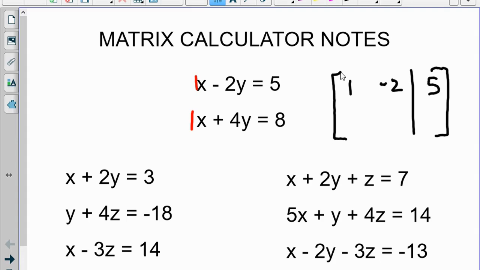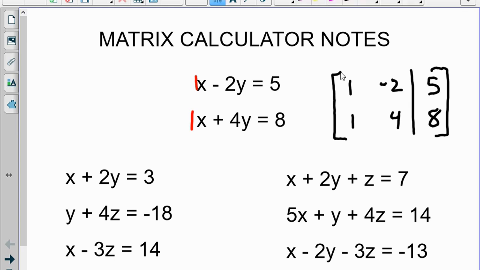So x minus 2y equals 5. We would have coefficients of 1 and -2. And then the quote-unquote answer on the right side of the equal sign, we're going to put over here with 5. The x coefficient in the other one is also 1. We have a y coefficient of 4. And x plus 4y equals 8, so we'll put 8 over on the far right.